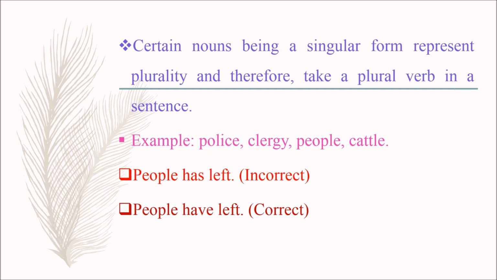Certain nouns, being a singular form, represent plurality and therefore take a plural verb in a sentence. Let me read it again. Certain nouns, being a singular form, represent plurality and therefore take a plural verb in a sentence. Example: police, clergy, people, cattle. Let's see the first sentence. People has left. Is that the correct sentence? No. The correct sentence is people have left.